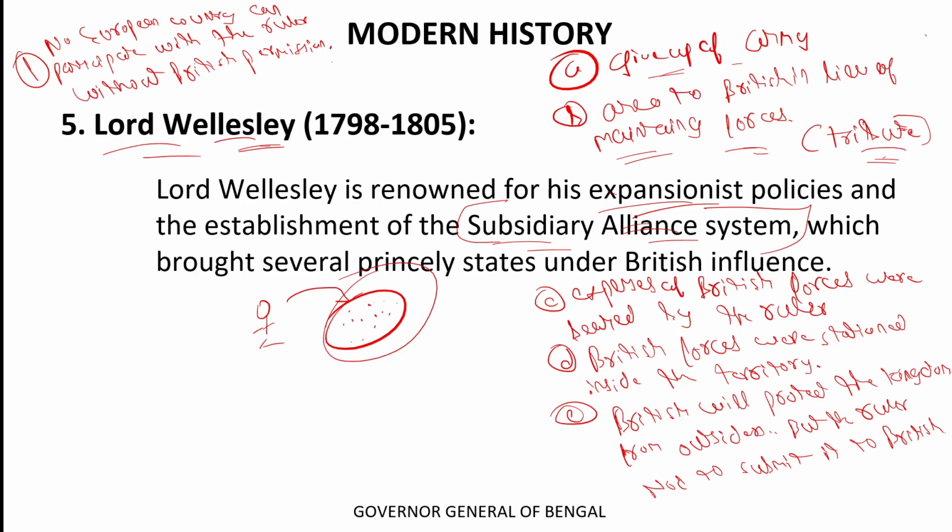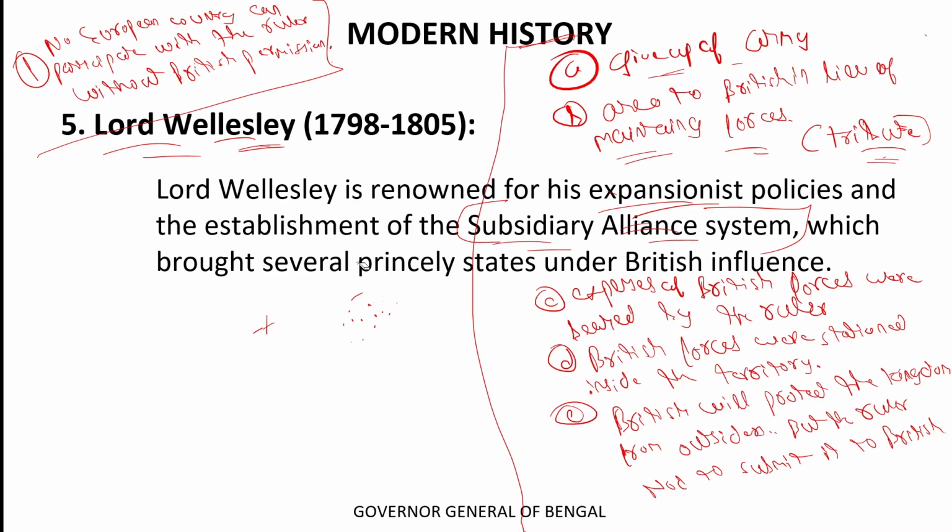Okay, so that was the subsidiary alliance, which was promoted as a friendship treaty. But as you can see, from no angle was it a friendship treaty. It was simply a draft by signing which you would be under the British control. Got it? So now the question is, which state signed the subsidiary alliance? Okay, basically the first state was Hyderabad.